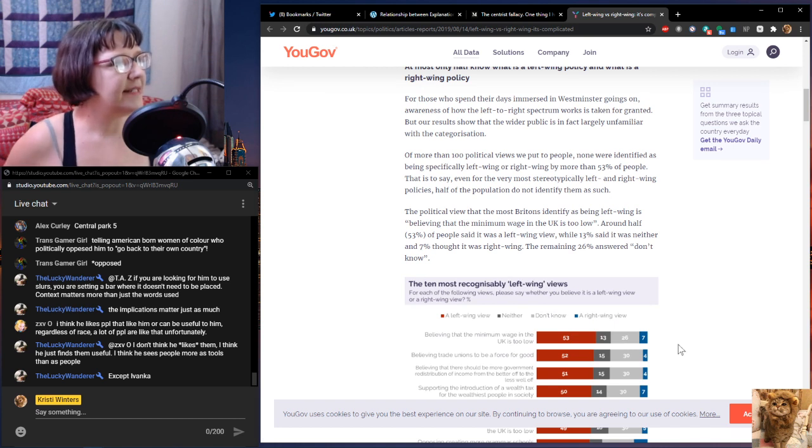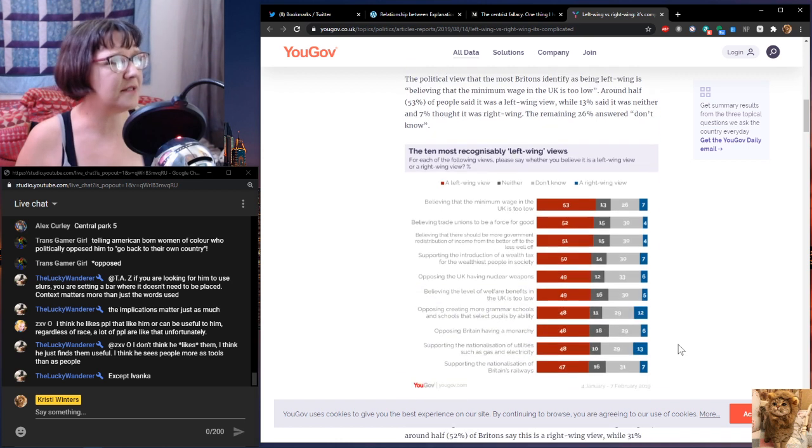That is to say, even for the most stereotypically left and right-wing policies, half of the population do not identify them as such. The political view that most Britons identify as being left-wing is believing that the minimum wage in the UK is too low. Around half, 53% of people, said it was a left-wing view, while 13% said it was neither, and 7% thought it was right-wing. The remaining 26% answered, don't know.